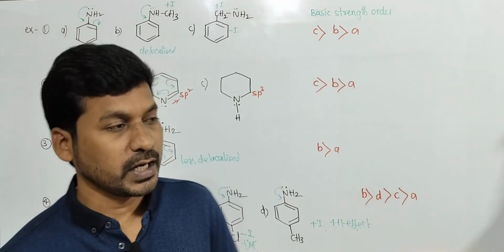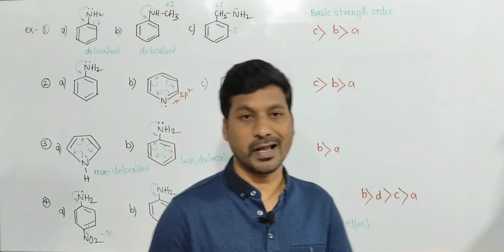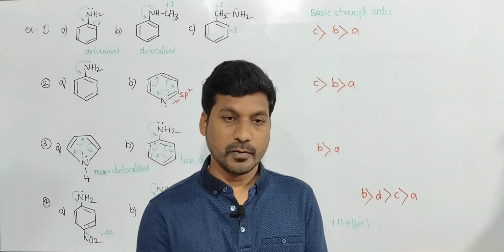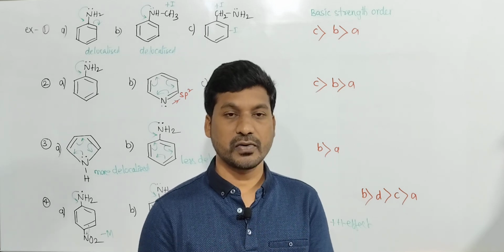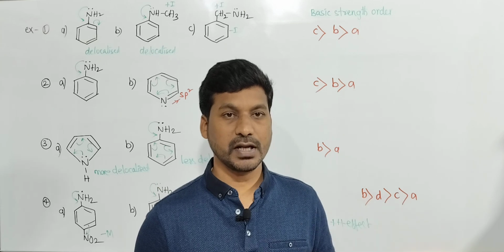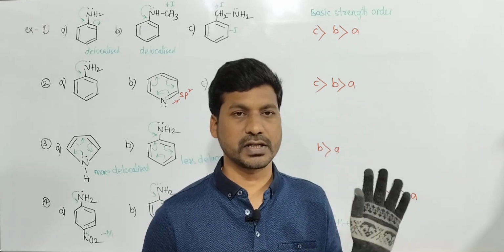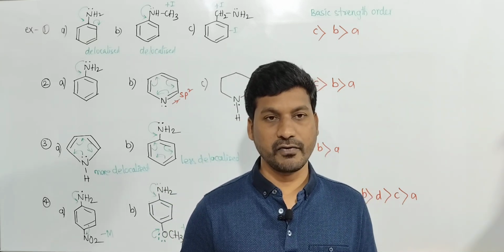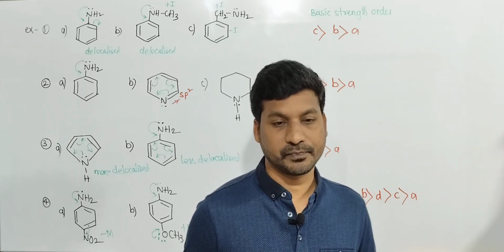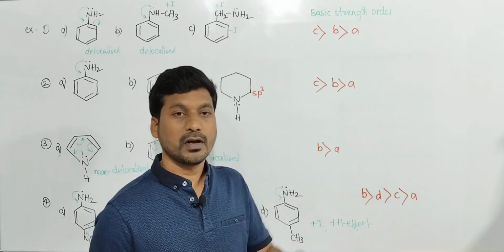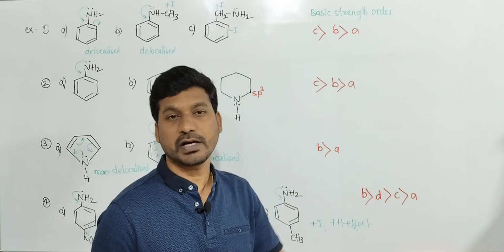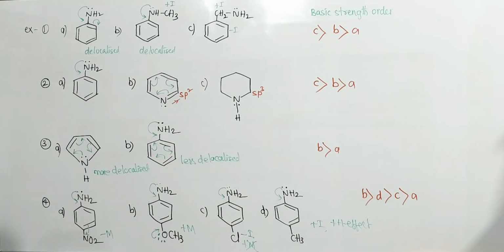The tendency to donate lone pair electrons by the nitrogen atom is the basic strength of organic amines. Plus M groups push electrons towards that nitrogen. That's why nitrogen easily donates the electron pair. The tendency to donate lone pair electron increases, so basic strength also increases. Plus M groups favor basic strength of amines. At the same time, minus M group decreases basic strength of amines. Mesomeric effect always dominates over inductive effect. See this one.